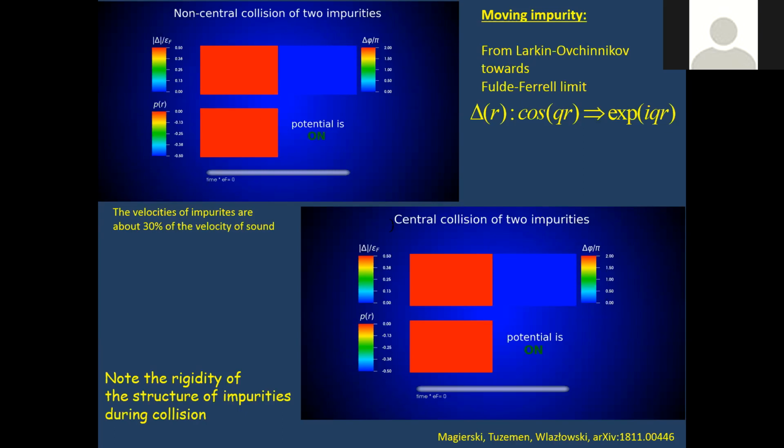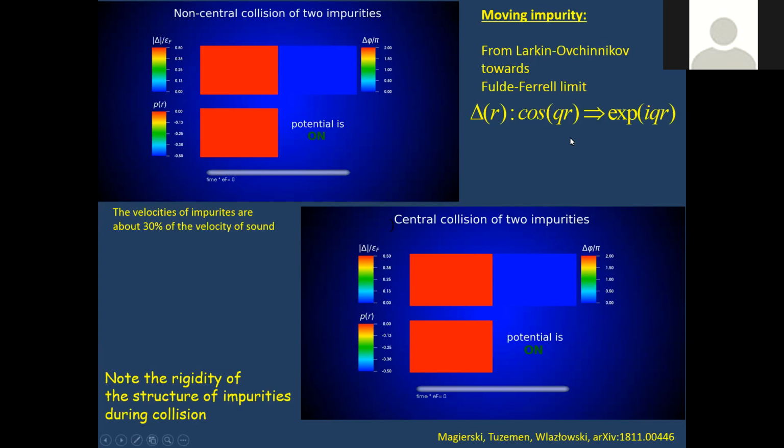Question: what's the net mass of the impurity? Is it positive or negative? Net mass. Oh, I don't know. I wish I knew. Because then, if you're in a trap, it would float out if it's negative. We didn't look at that.